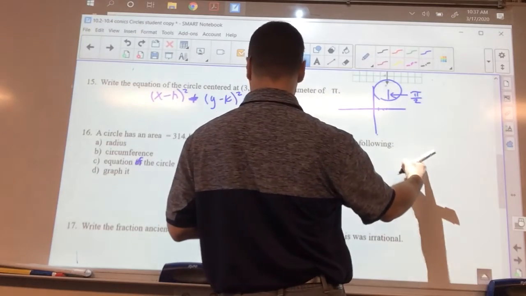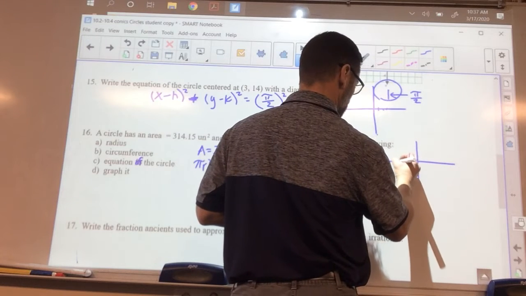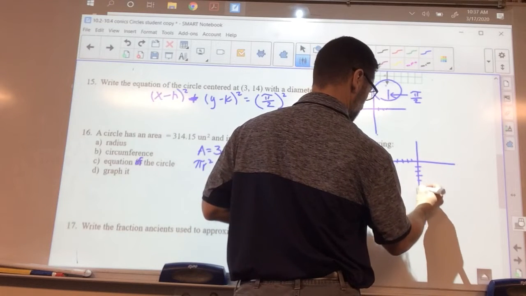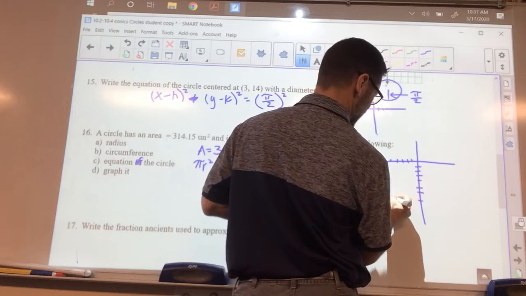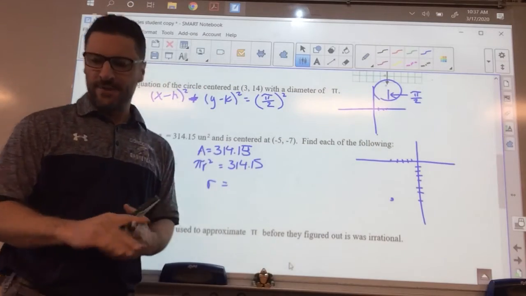So it's centered at -5, 7. So you can draw your picture like this. Put your little dot. And then whatever you found for your radius, you can do that.